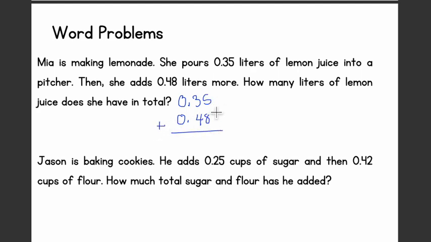So we add these. 5 plus 8 is 13. You carry the 1. 1 plus 3 is 4. 4 plus 4 is 8. And then you put the decimal point down. And you get 0 point 83. So our answer is 0.83 liters.